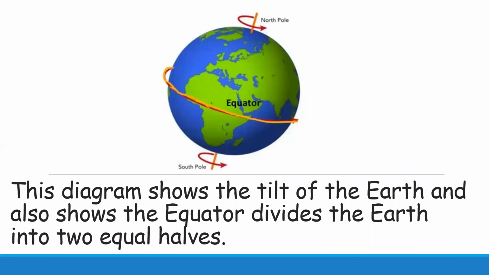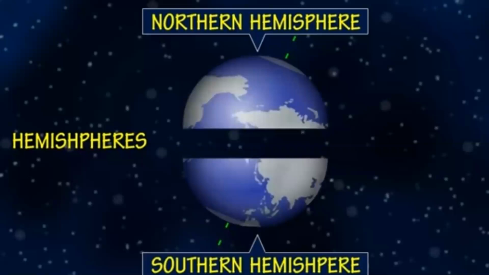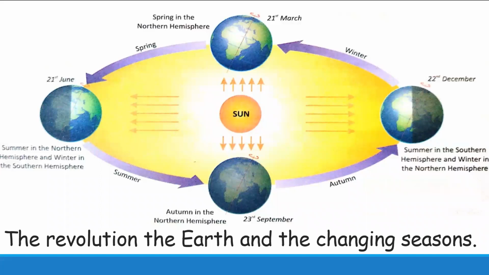Look at this diagram, children. This diagram shows the tilt of the earth and also shows the equator divides the earth into 2 equal halves. These are the Northern Hemisphere and the Southern Hemisphere. This drawing shows the position of the earth in its annual journey around the sun.